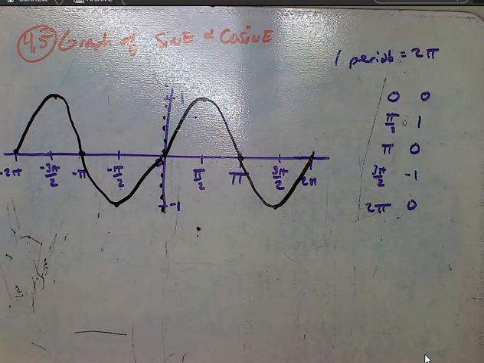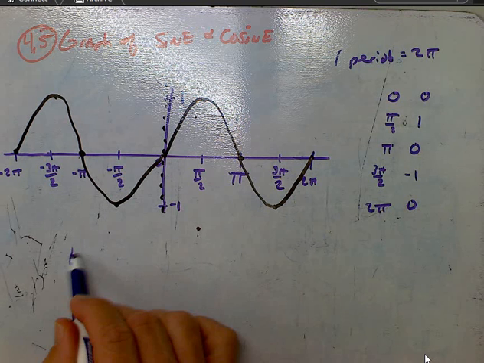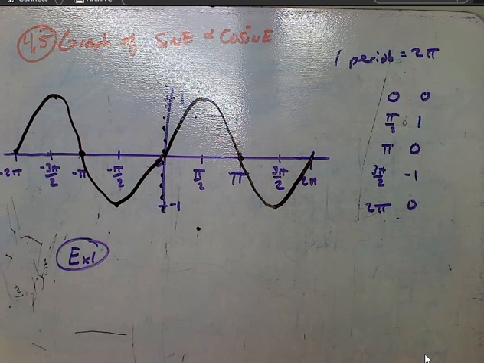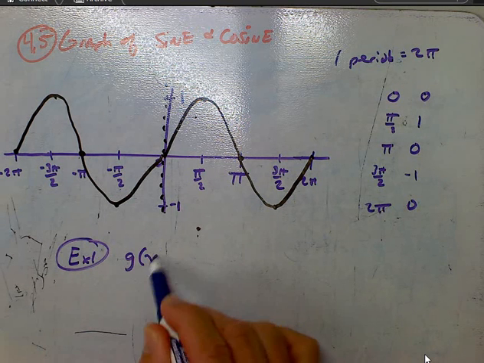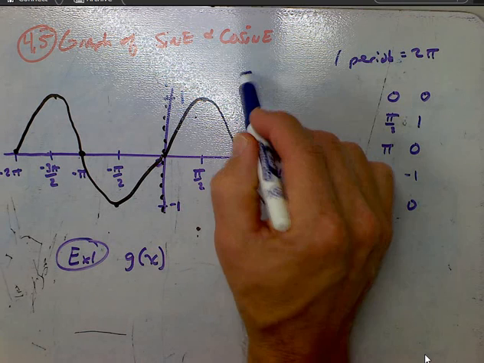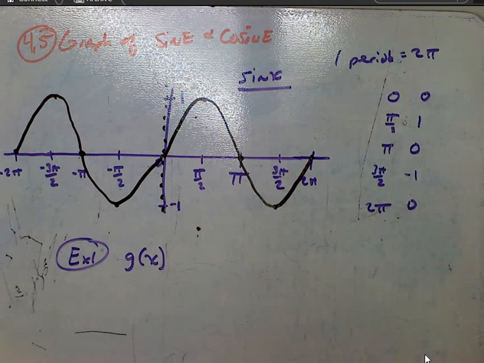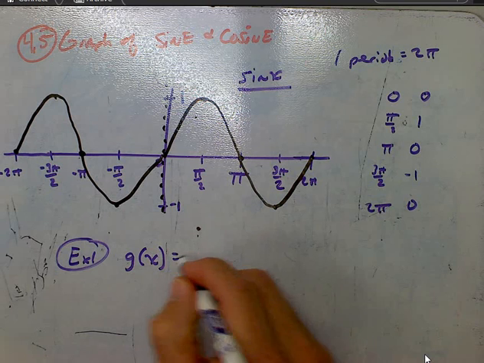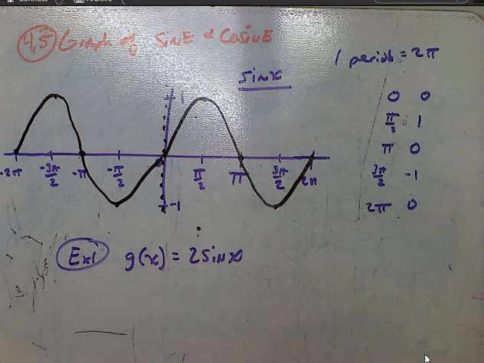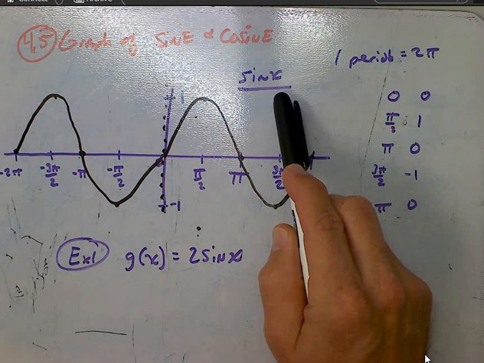So anyway, let's go ahead and take a look at example 1. That would have been the basic sine graph. And let's graph g of x. This, by the way, is the sine of x. g of x is equal to 2 sine of x. Okay? So what's the difference between sine of x and 2 sine of x?